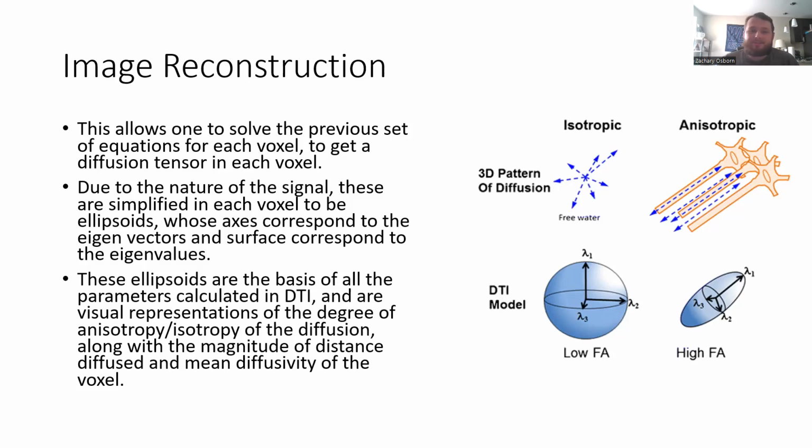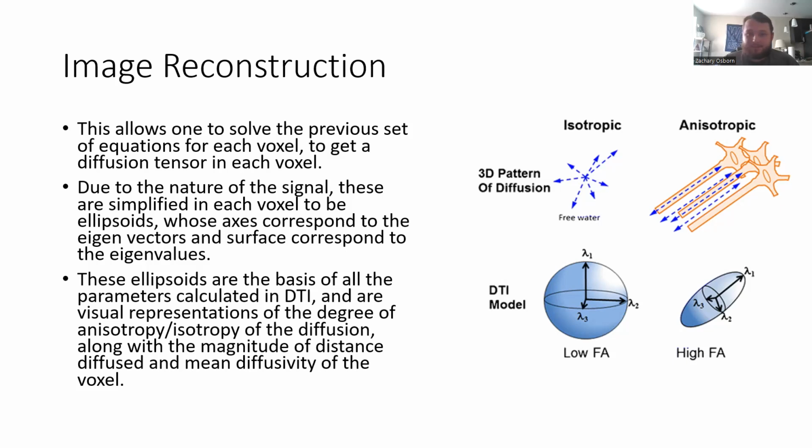Due to the nature of the signal, you have to simplify these tensors in each voxel to be ellipsoids because you're going to have multiple components of the signal. You want to represent in that voxel the whole magnitude of the diffusion everywhere because you have so many hydrogens within that given voxel. So the axes of this ellipsoid correspond to the eigenvectors of the actual diffusion tensor, and the surface corresponds to the eigenvalues. So you solve that diffusion tensor's eigenvalues and eigenvectors to get the ellipsoid.